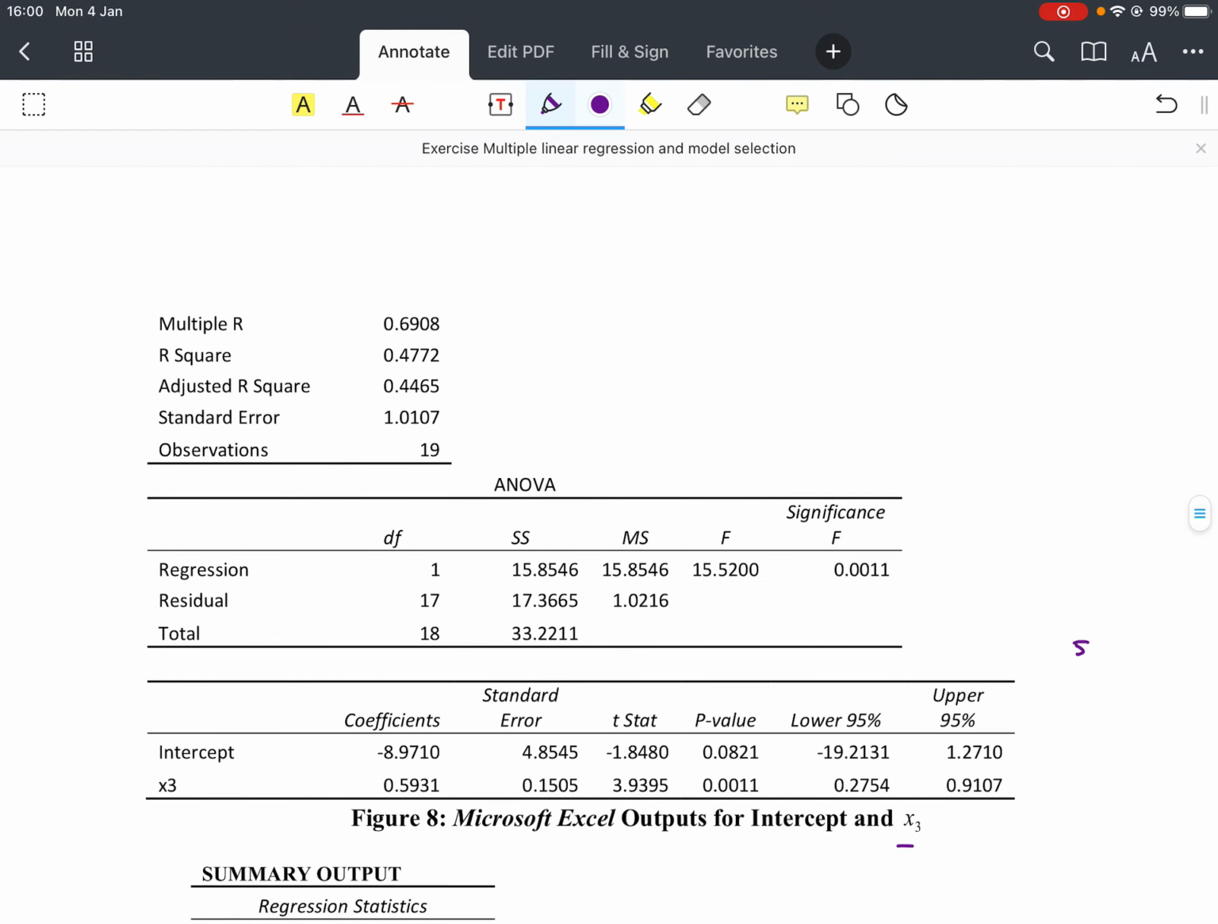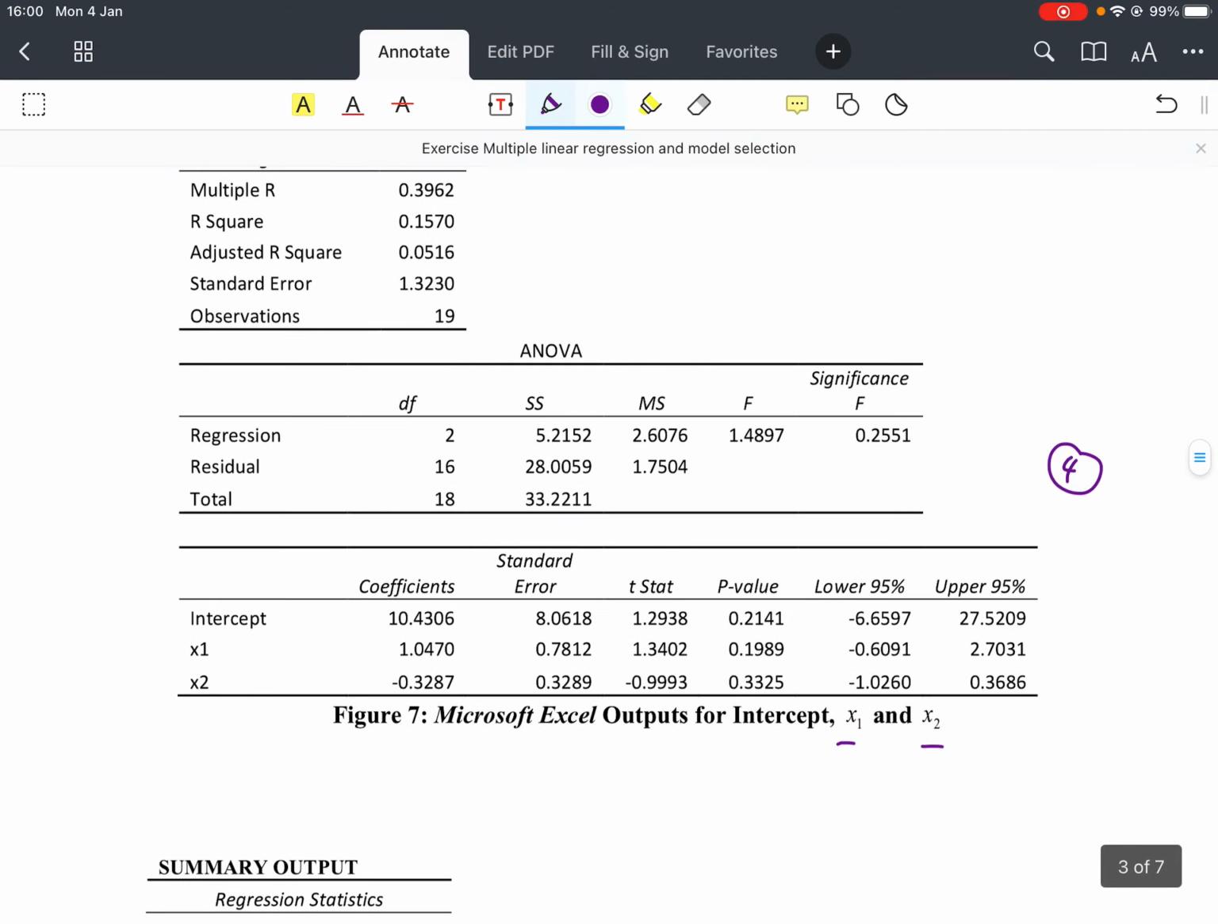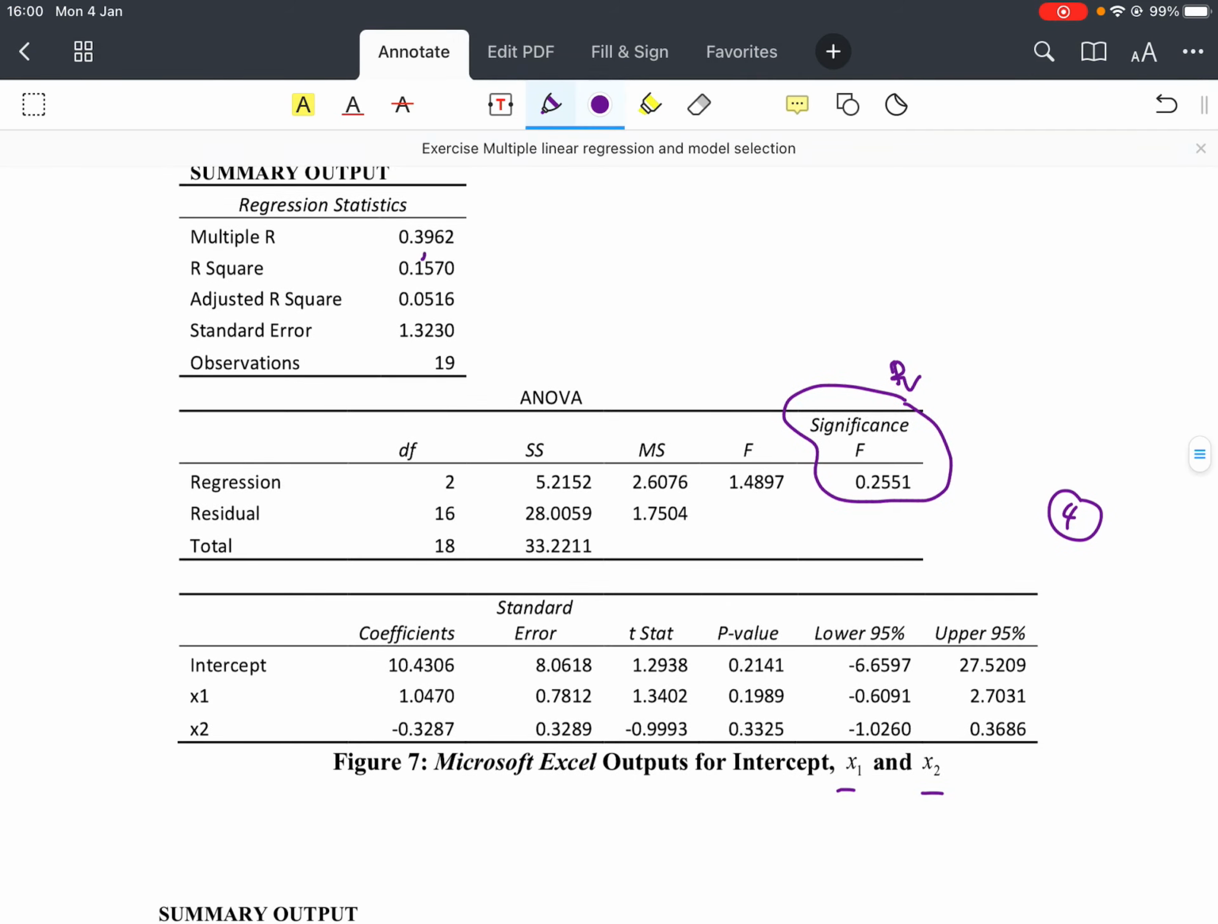Okay, the same goes to X3. This is the p-value for the X3. R square for X3, adjusted r square for X3, and from here you can get the equation. Okay, now X1, X2. This is the p-value for the X1, X2. This is the r square. This one is the adjusted r square. So from here you can get the equation.